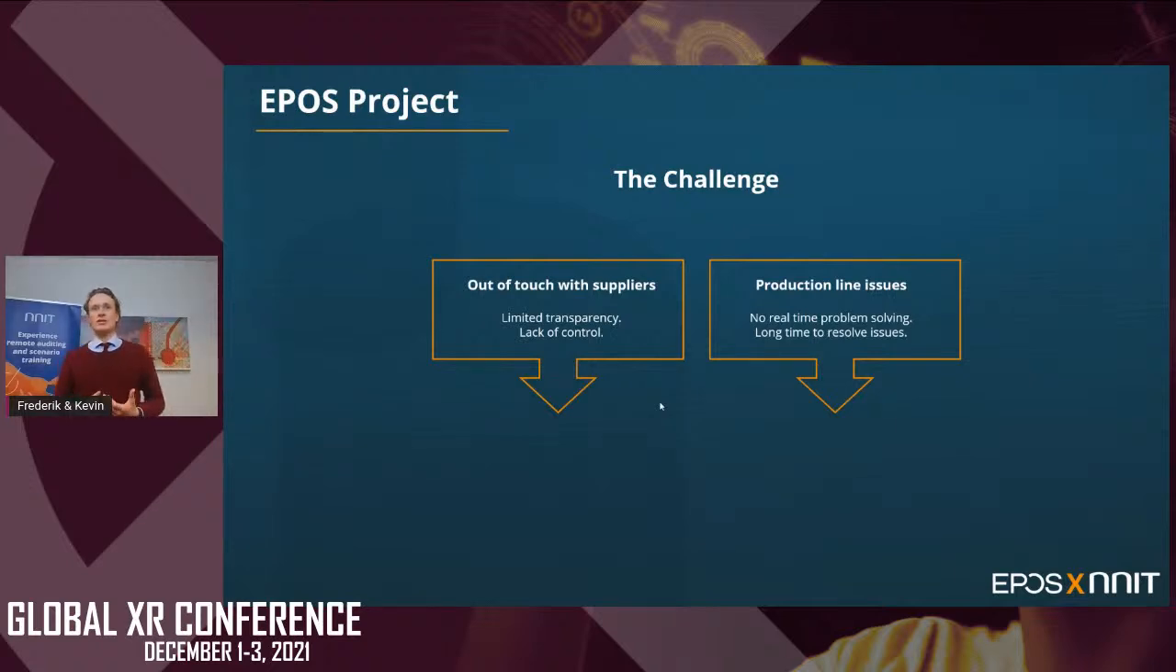That created a lack of transparency into what was really going on at their suppliers' production sites. And you get a little bit out of control, or you at least lose some part of control because you can't be there and stand in the middle of the room and look at your production line. That can cause issues because you couldn't do the real-time problem solving that you would be used to when traveling there. And that could lead to longer resolution times.